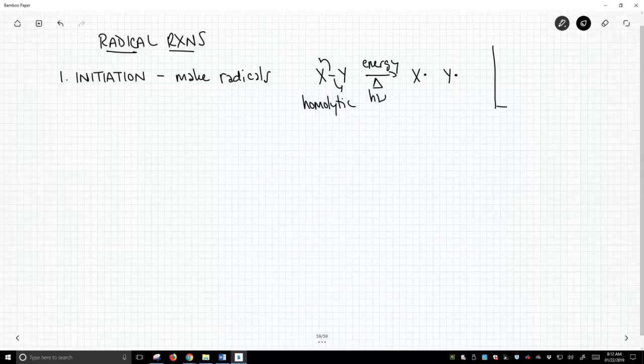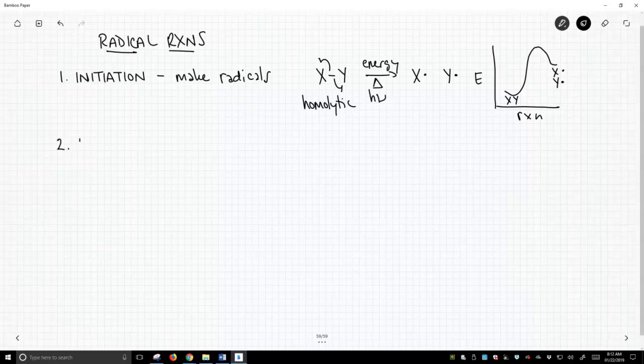So this process required the input of energy. And so our reaction coordinate, this is what this process would look like. We started with XY, and we end up with X radical and Y radical. So this is the initiation. Typically, you don't have radicals floating around in a reaction. Something has to form the radicals, and that is the initiation step.